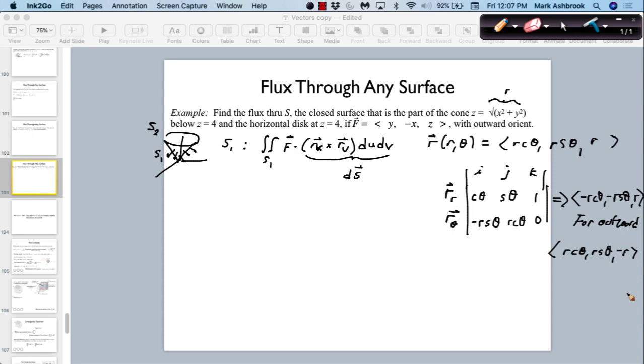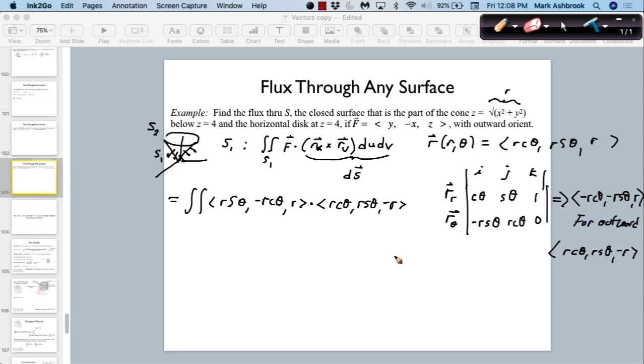All right, so then we're going to write our F in terms of our parameterization and do the dot product. So here we go. It's going to be the double integral. F is going to be, what's y? R sine theta. Negative x is negative r cosine theta. And z is r. Dot. We're going to use this one then, right? Because we want outward, so r cos theta, r sine theta, and negative r.